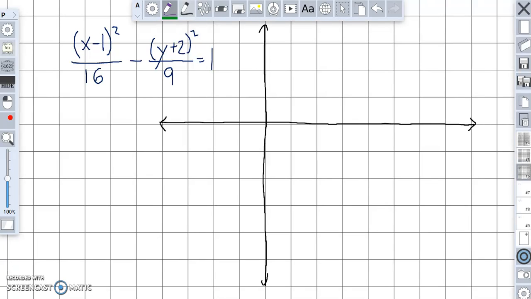I'm going to show how to find the asymptotes of hyperbolas, but I have to do this quickly because 7th period is out to lunch and I have to finish before they're back.